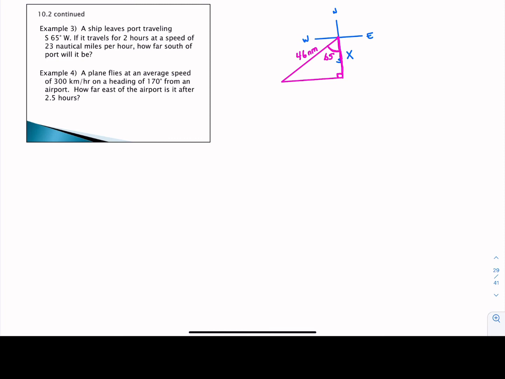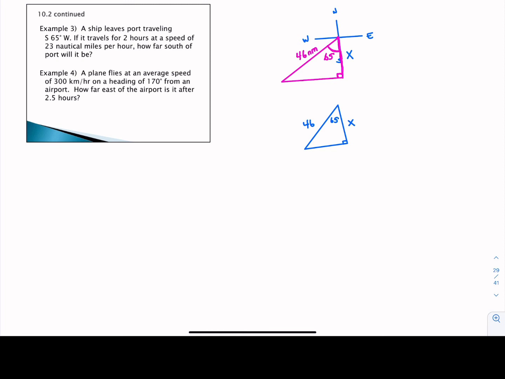So again, it might be worthwhile for you to redraw the triangle that you're working with so that you can solve clearly and quickly. So I know we have 46 nautical miles as a side length. I know we have 65 degrees measured as an angle. And what I'm looking for here is an X value. I don't have to solve the whole triangle. That's not what they're asking for us to do. They're just wanting to know how far south of port we are. So what's that south or that north-south sort of side length measuring?